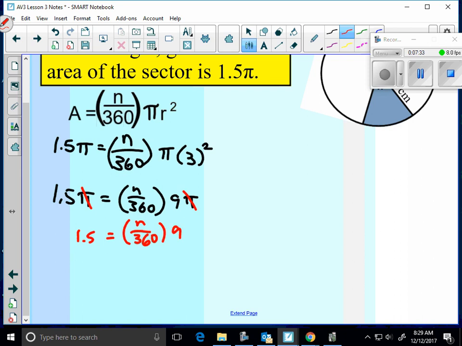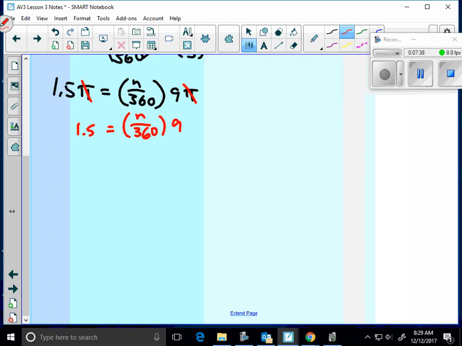Then what? Multiply by 360. Sure, absolutely. Multiply by 360. These will cancel. And multiply by 360. What's 1.5? Is that 540? Okay, so 540 equals 9 times n, right? I got rid of the 360, so I have 9 times n, and then divide by 9. Is it 60? Is n equal to 60 degrees? Cool.